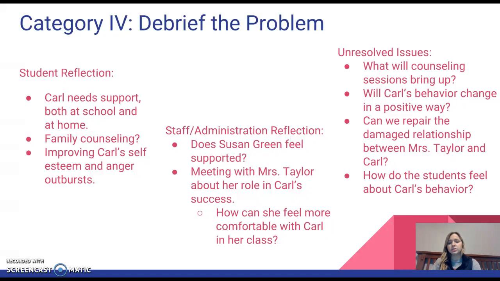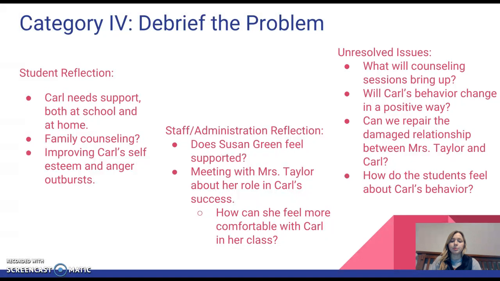And then counseling, I think, would improve Carl's self-esteem and anger outbursts, just with the school counselor. Staff administration: does Susan Green feel supported based on her meeting with Mrs. Taylor? It didn't seem to go very well, so does she feel like she's doing a good job? Does she need some extra support?